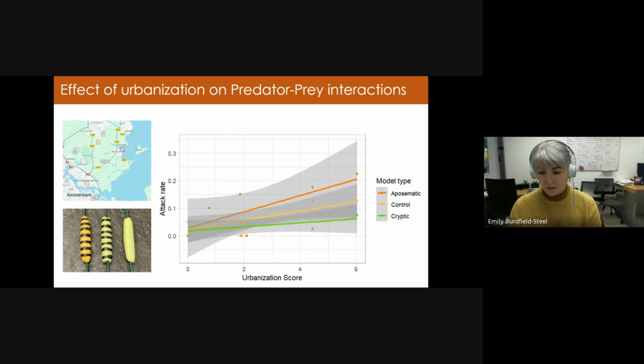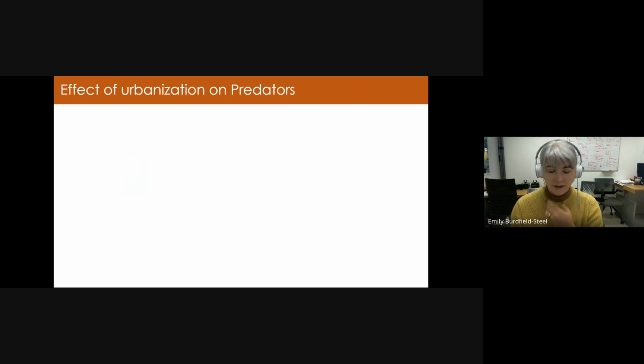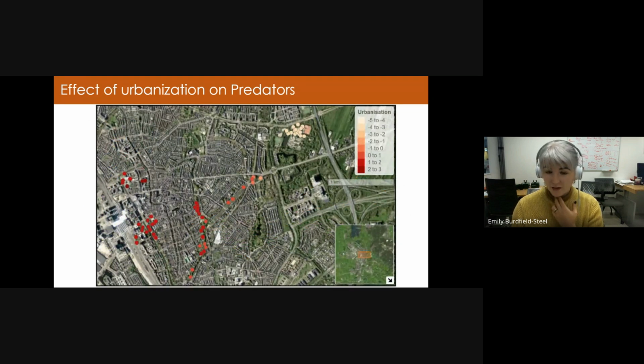And we know from this kind of research as well that it doesn't seem to be changes in the bird community driving this. So it's similar bird communities, but rather something is changing in the bird's behavior. So we're interested to know whether they are actually getting less picky about the food they eat in urban areas and attacking more aposematic prey. And that leads me on to where Arise comes in.